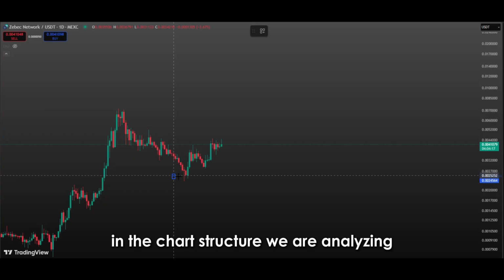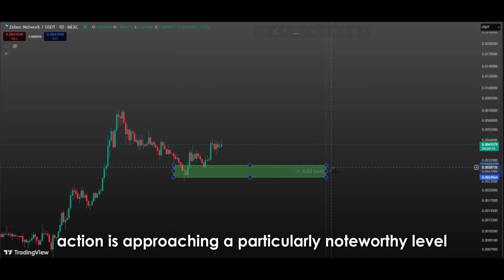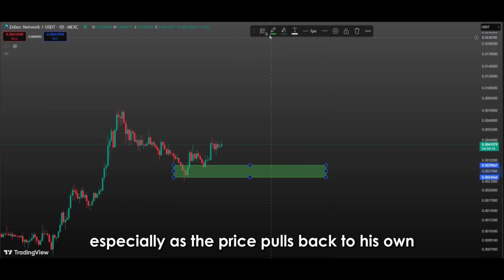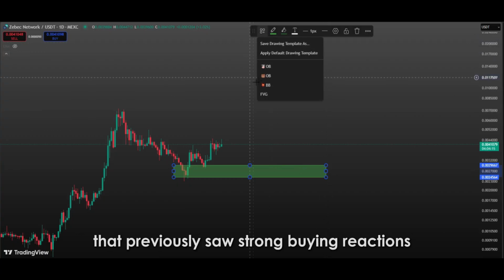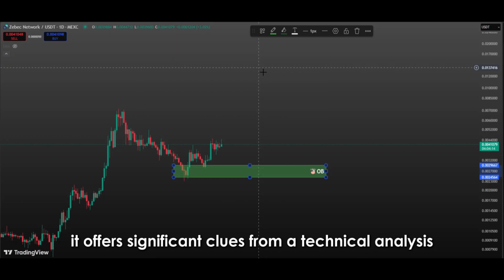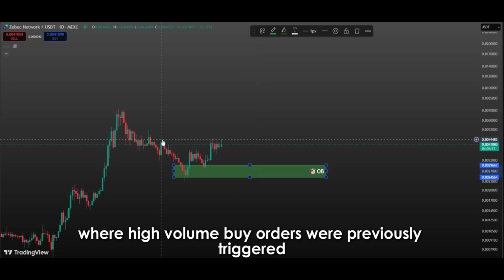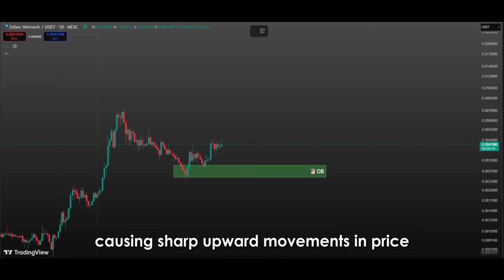In the chart structure we are analyzing, we observe that price action is approaching a particularly noteworthy level, especially as the price pulls back to a zone that previously saw strong buying reactions. It offers significant clues from a technical analysis perspective. This area is a strategic zone where high-volume buy orders were previously triggered, causing sharp upward movements in price.